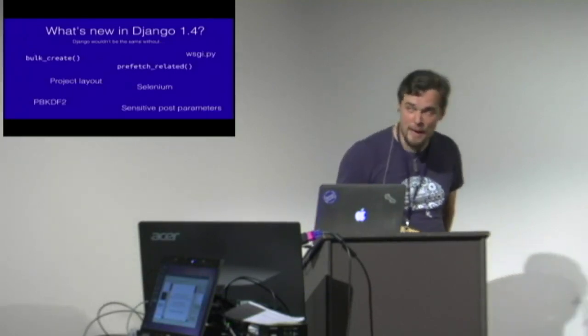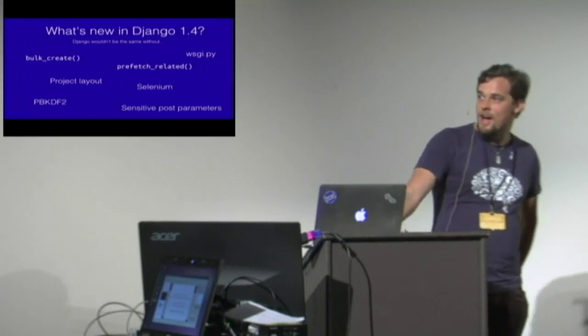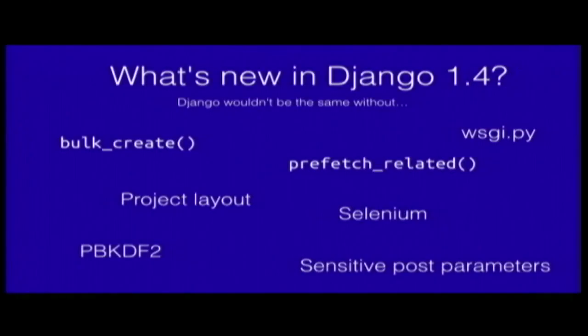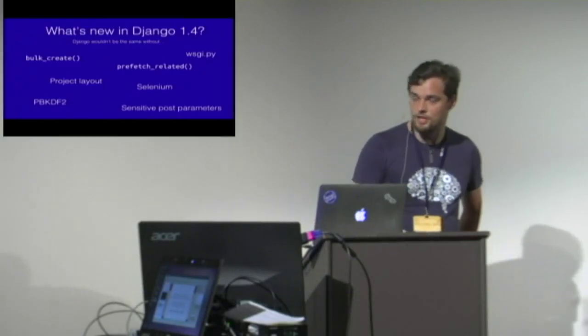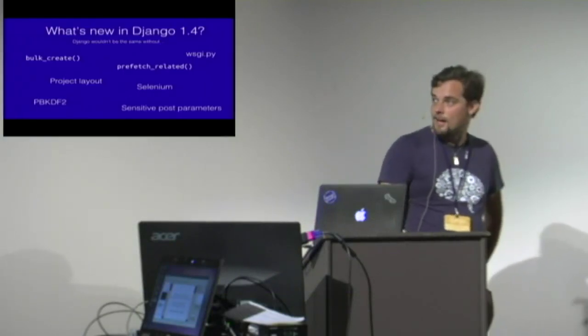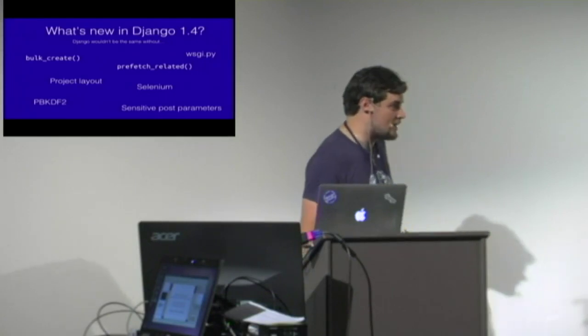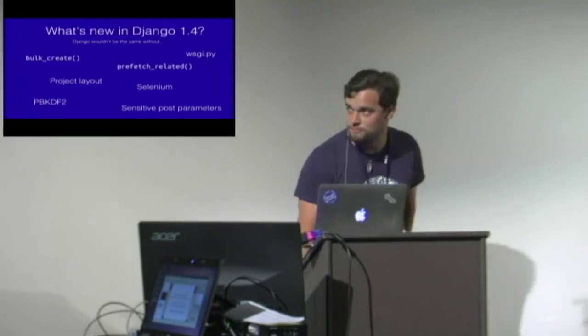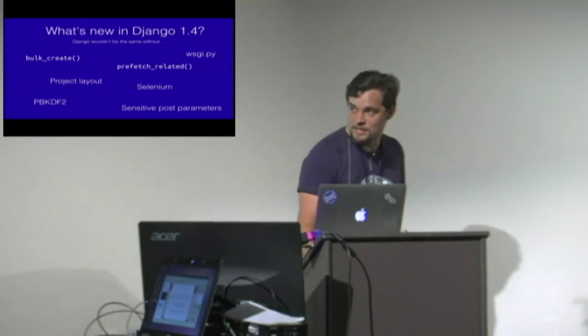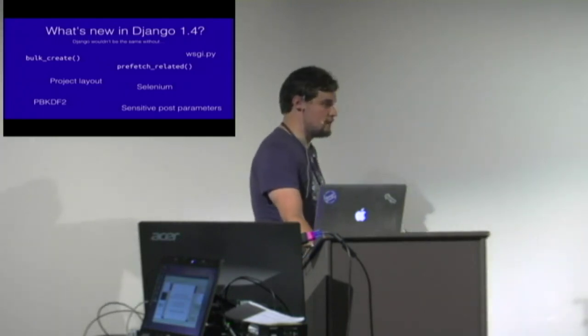That said, I've got a whole nother page of big features that came out in 1.4. The ORM got bulk_create and prefetch_related, two super useful efficiency features. We updated the project layout so you don't get duplicate import paths anymore. We updated the password hasher so it actually does something that's not just SHA-1. We added the LiveServerTestCase that allows you to use Selenium or other in-browser testing frameworks, and actually added some in-browser tests to the admin. We added the wsgi.py, so we're actually like a proper citizen of the web community. And we added sensitive_post_parameters, which is another really important security feature.